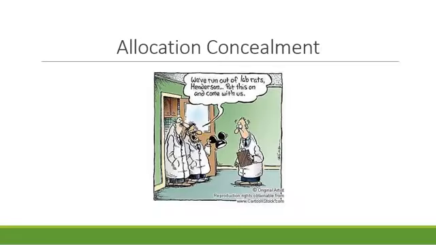All right, looking at allocation concealment. This is one of the key components of a randomized controlled trial. That is allocation concealment. This means that neither the frontline care providers, investigators, or participants are aware of whether the next eligible participant will be receiving the treatment or control intervention. This should be masked until the time when participants are ready to receive the intervention.